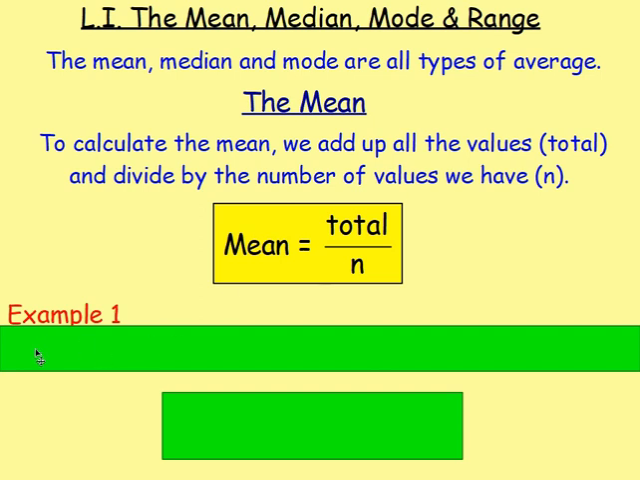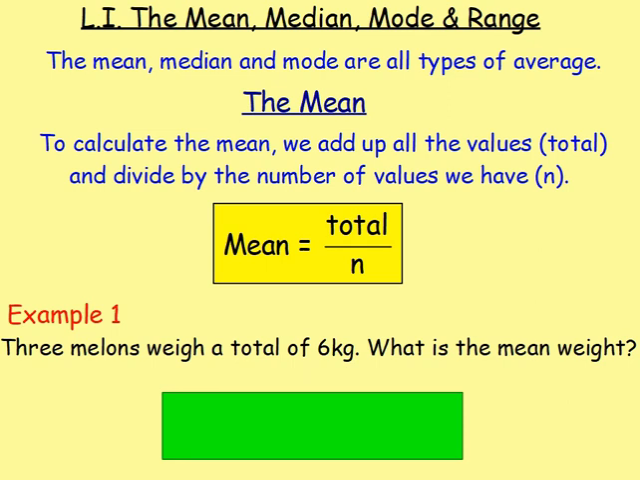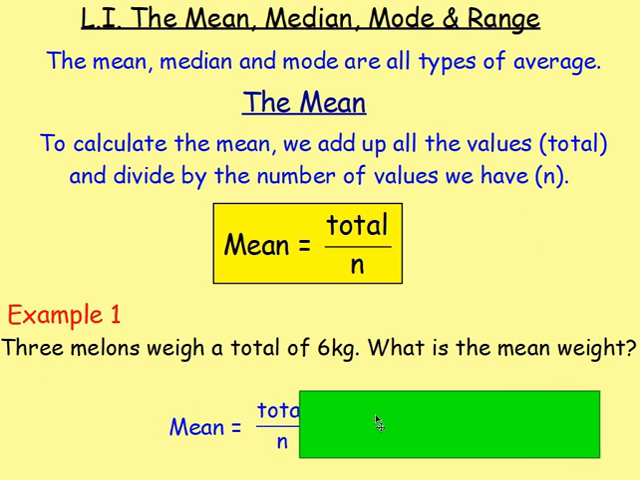Let's try a few examples with the mean. So example 1, 3 melons weigh a total of 6 kilograms. Yummy. What is the mean weight? So we know the mean is the total divided by how many numbers we have. In this case, it's talking about the melons. So the total weight for the melons, what's the total weight for the melons? 6 kilograms. Brilliant, it is 6 kilograms.